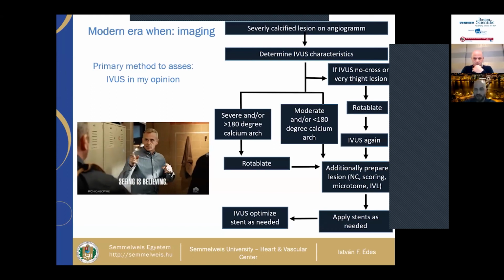I have to say that upon IVUSing the stents placed in a calcific lesion, more than 50%, so more than half of the stents that are well implanted angiographically, do need optimization as per the IVUS assessment.